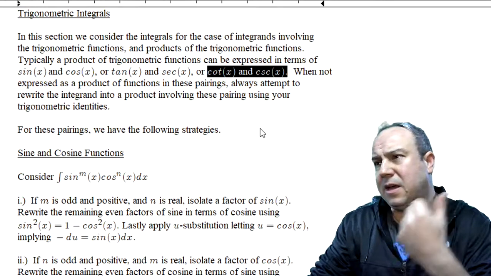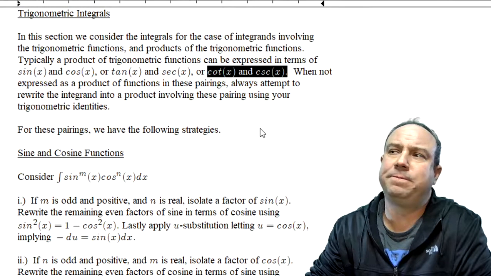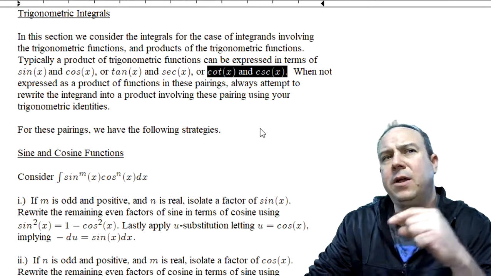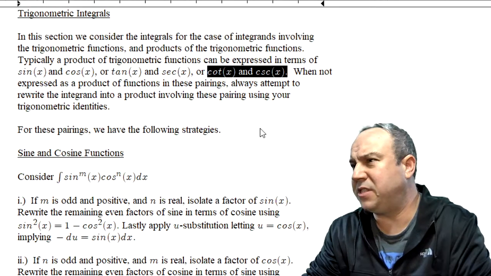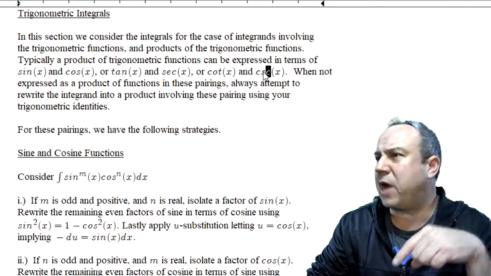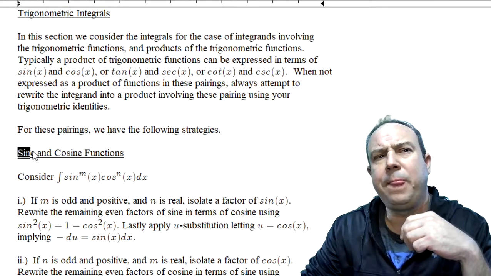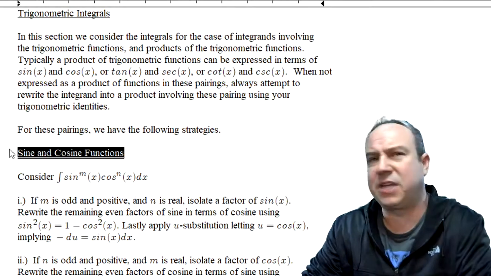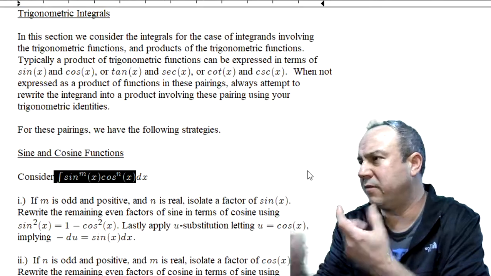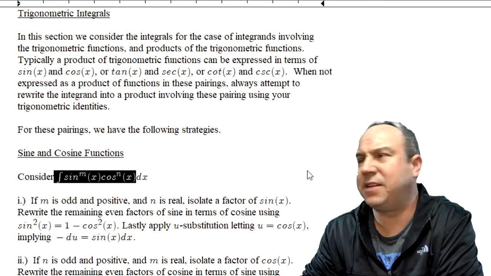But in all of these situations, it all boils back to a product or quotient of sines and cosines. Depending upon the pairing that we see, sine and cosines, tangent and secants, or cotangent and cosecants, we have strategies that are presented in this section. To begin with, we figure just the pairing for sines and cosines, that direct product of a sine of a certain power times a cosine of a particular power. This integration calculation for the sine times a cosine.